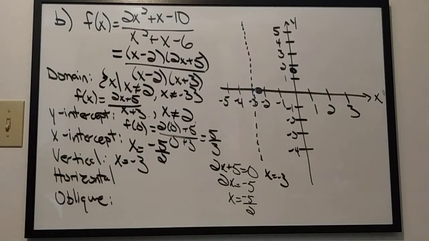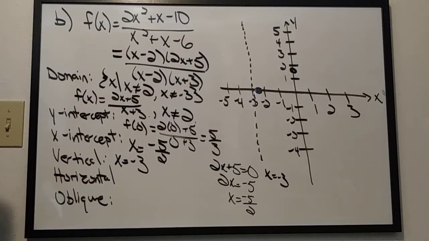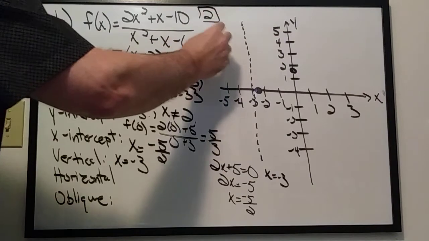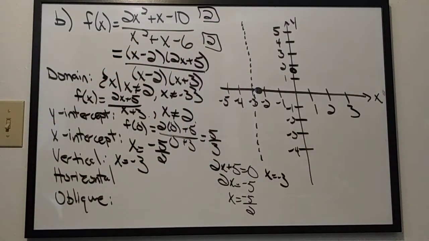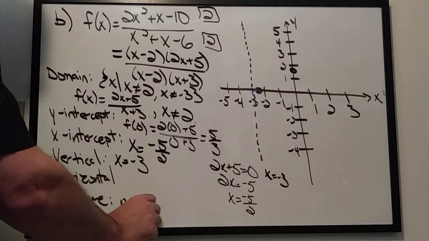Horizontal and oblique. Once again, in order to figure out if we have a horizontal or an oblique, it's all about the degrees. Now, this time, because these were multiplied out to begin with, it's a little bit easier to read off the degrees. So the degree of the numerator is 2, the degree of the denominator is also 2. So once again, you might want to go back to the handout from section 5.2, and if the degree of the numerator is equal to the degree of the denominator, that means that we're going to have a horizontal asymptote. So I can come down here to oblique and say none.